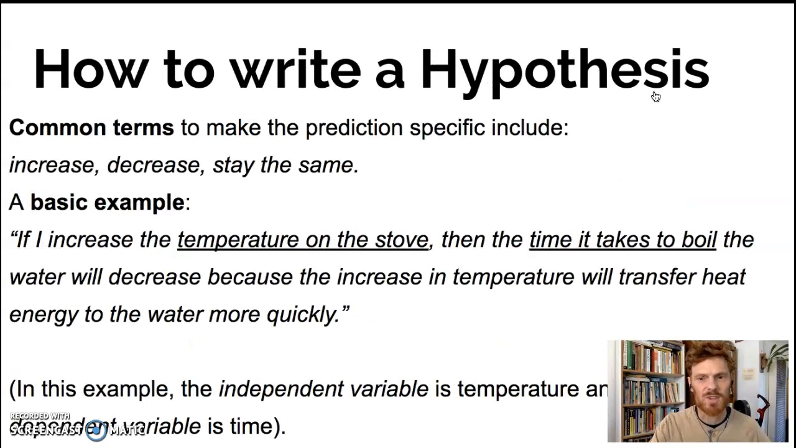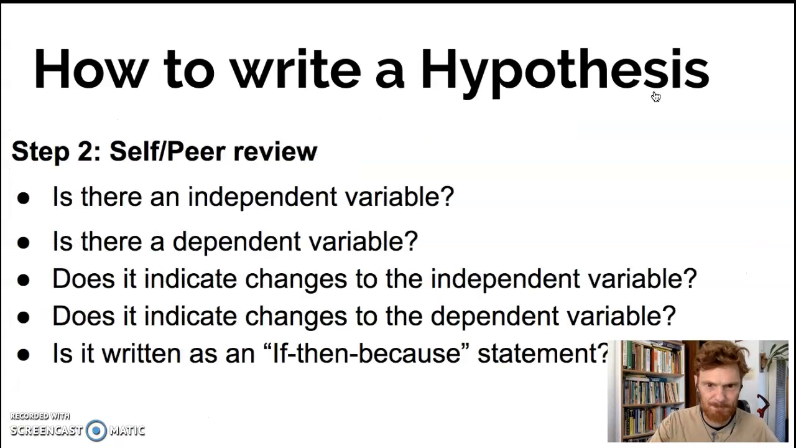Common terms to make your prediction include increase, decrease, and stay the same. Real basic. If I increase the temperature on the stove, then the time it takes to boil the water will decrease because the increase in temperature will transfer heat energy to water more quickly. In this example, independent variable is temperature, dependent variable is time.